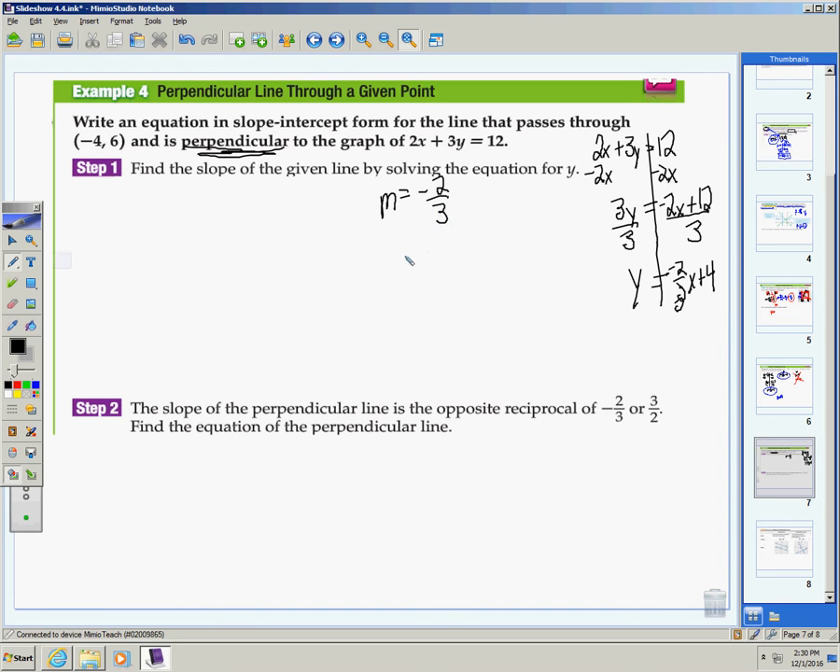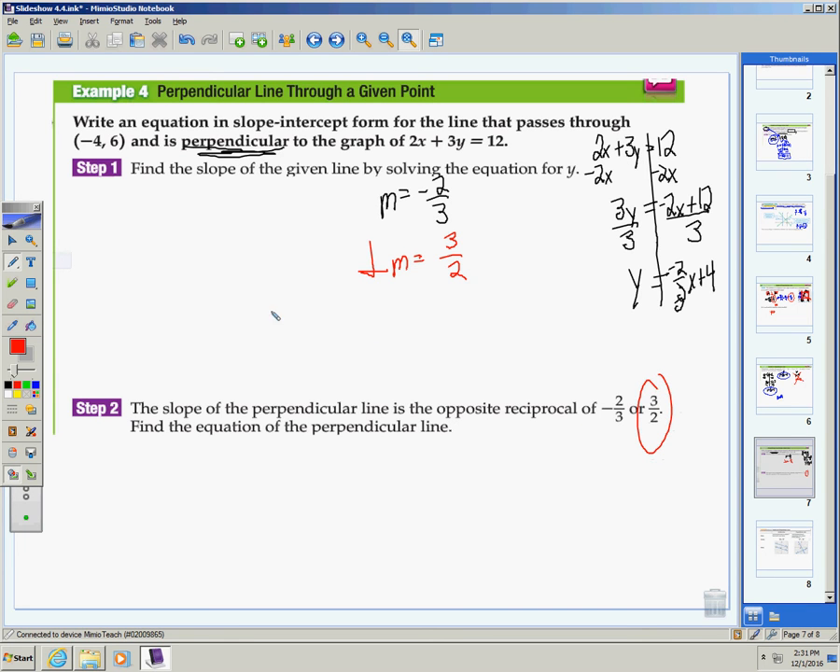Now, I know the slope of my original line, since this is in slope-intercept form now, is negative 2/3. But what I want to do is find the perpendicular slope. Well, to do that, I need to flip the fraction and change the sign because I'm finding the opposite reciprocal. So I change the sign, so now it's positive, and then I flip the fraction, 3 over 2. Now, I've got the perpendicular slope, which notice they've already given to me down here.